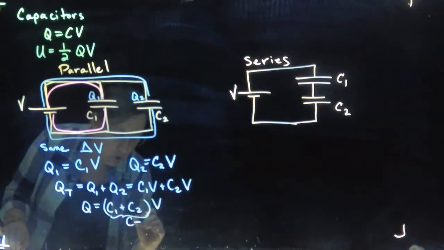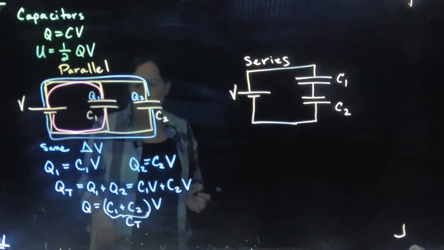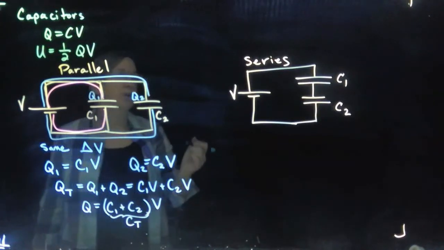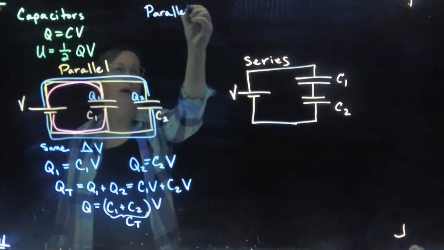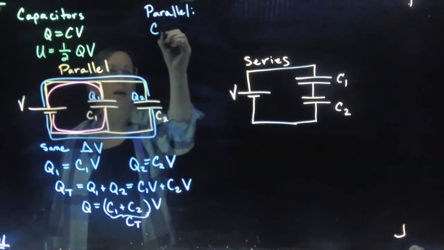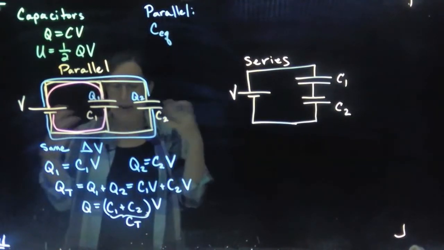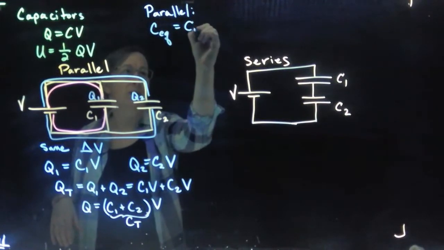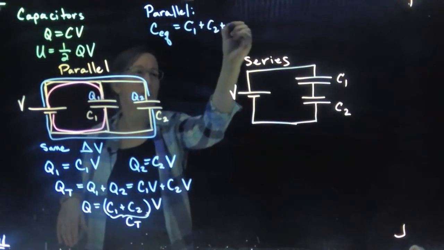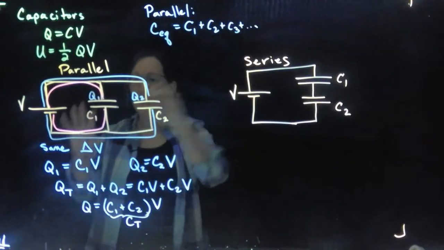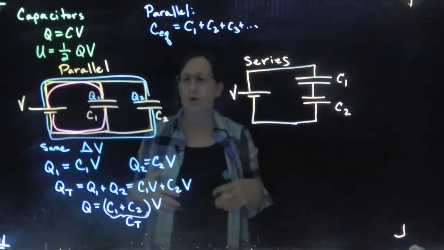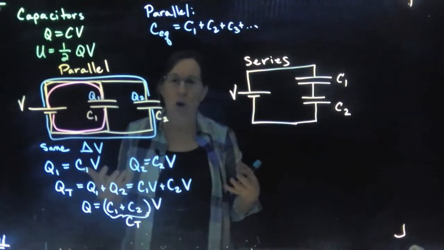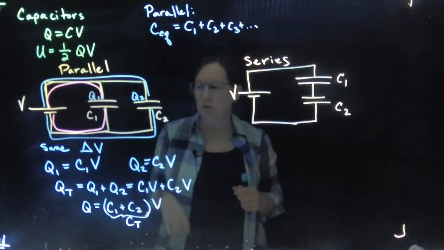and so this is basically my total capacitance. So for the parallel situation, I'll write this up here, for parallel, when I add them in parallel, my equivalent capacitance, my net capacitance, is just going to be C1 plus C2 plus C3, however many of them I have. If I just have a big string, I can keep adding more and more capacitors to store more and more charge, and thus more and more energy.